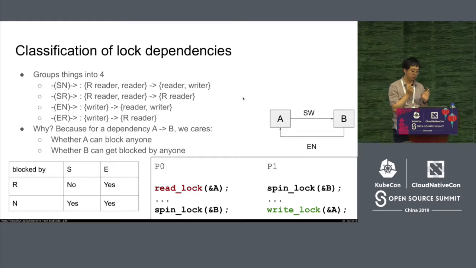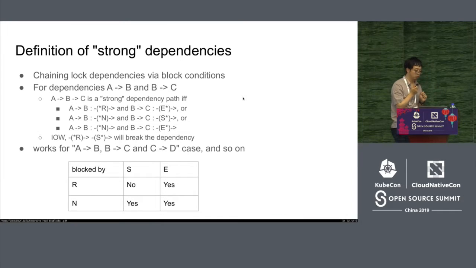For the code in the lower right corner, we can come up with this graphic. From P0 we have a lock dependency SW, sorry, my mistake, it should be SN, from A to B, and from B to A, an EN dependency. And we have to define two dependencies. One is strong dependency.